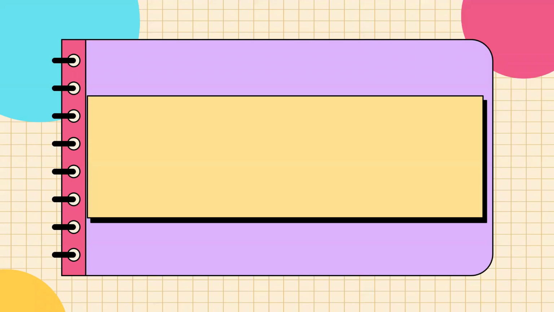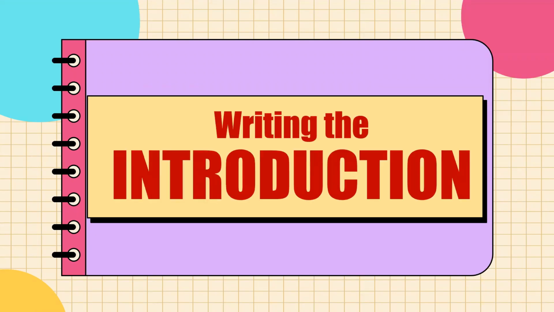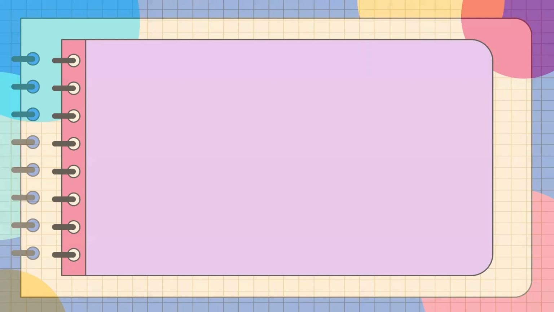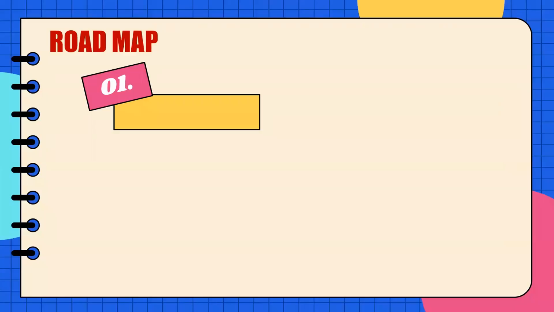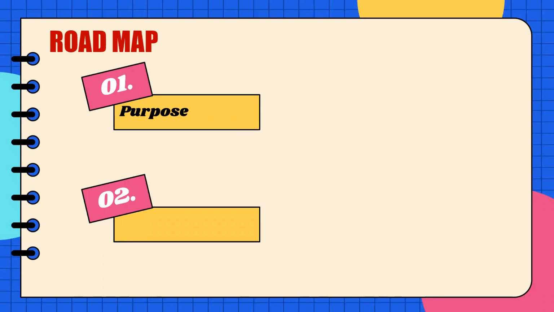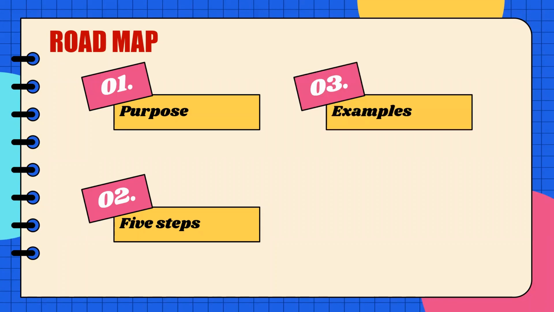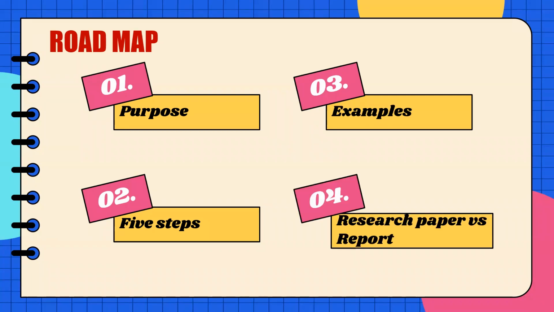Today I'll be sharing with you my views on writing the introduction to a research paper or a report. So let me take you to the roadmap of my presentation. First, I'll be dealing with the purpose of writing an introduction. Second, I'll be talking about the 5 steps necessary for one to follow. Third, I'll be giving you examples from a research paper introduction and a report introduction. Fourth, I'll be differentiating between research paper introduction and report introduction.